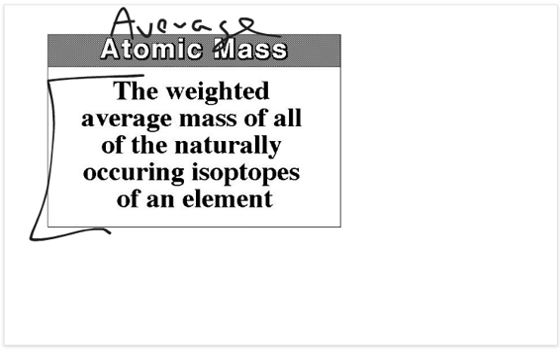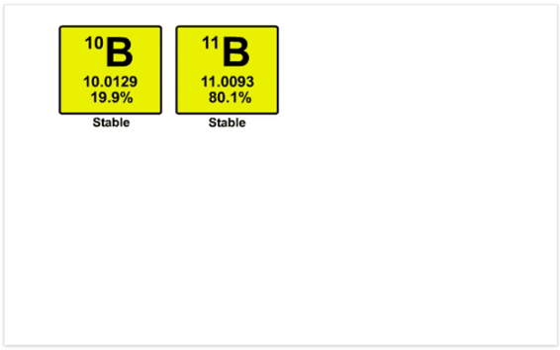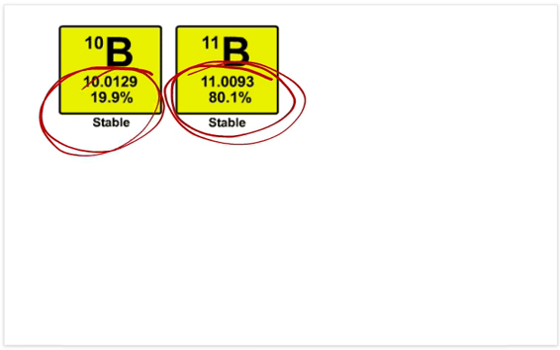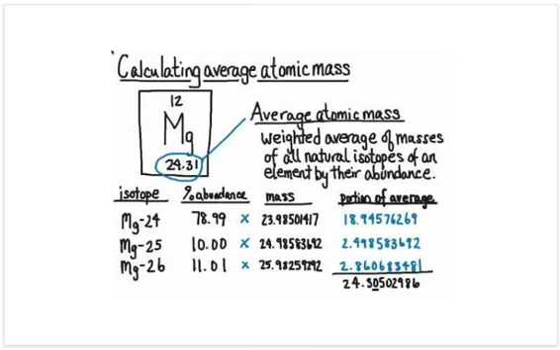Okay, so the weighted average, that means, if we go back to our last example, that we're going to look at two things. We are going to look at the percent it occurs in and its mass, to try to figure out what this average atomic mass is. And we'll look at why that's important here in just a moment. First, let's look at an example calculation.